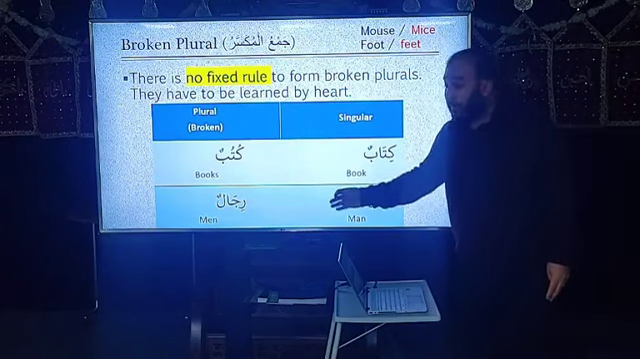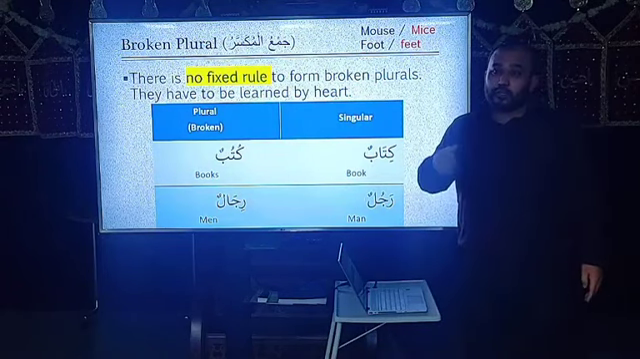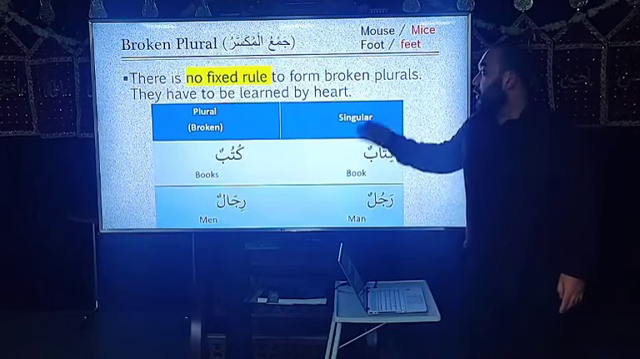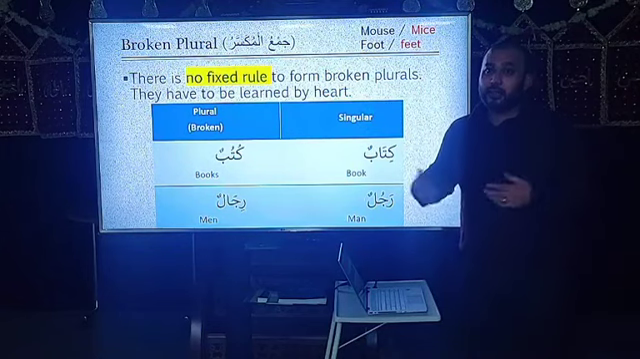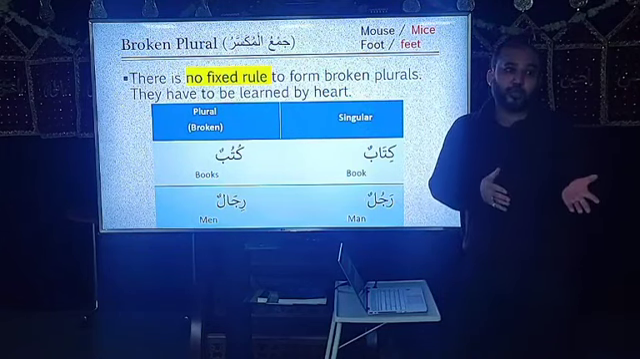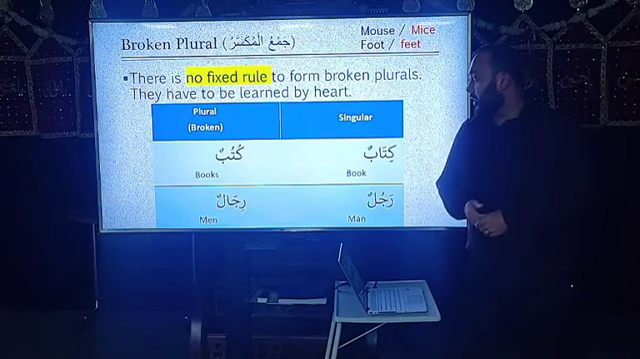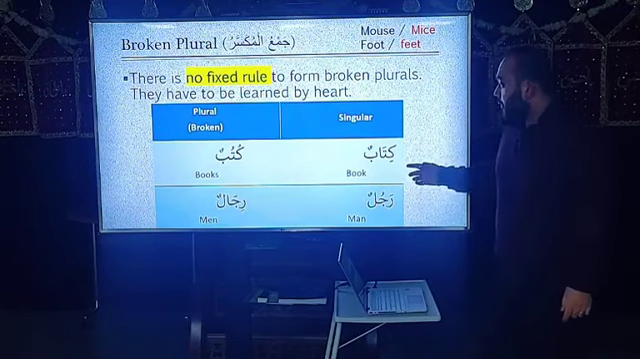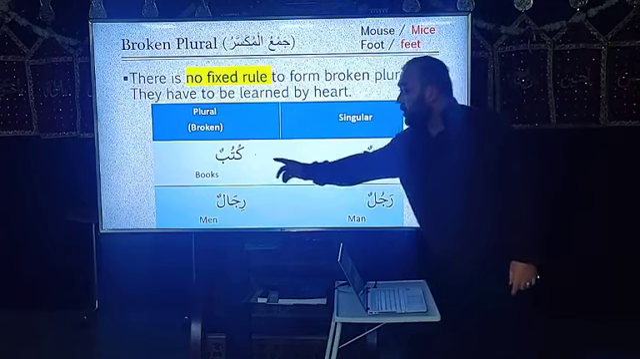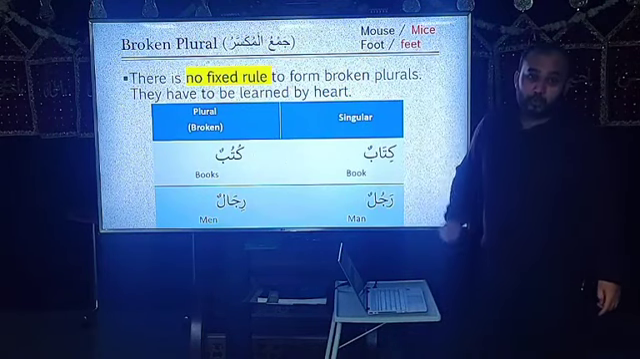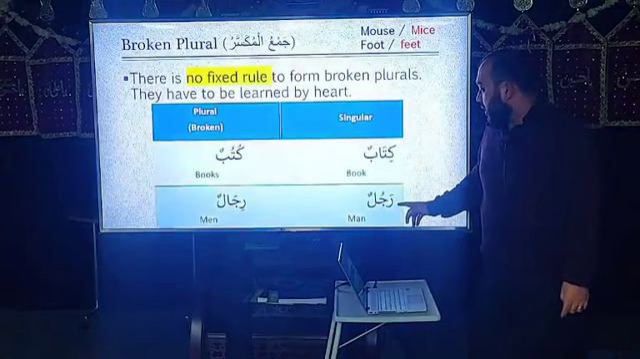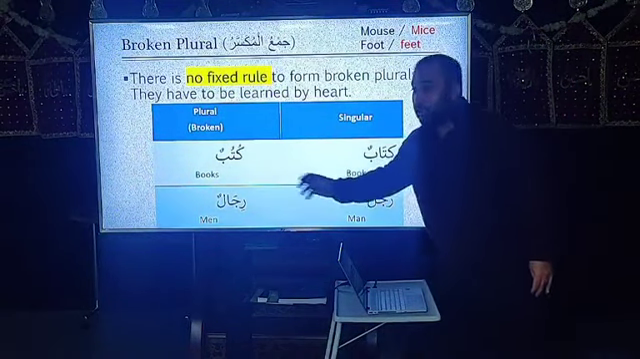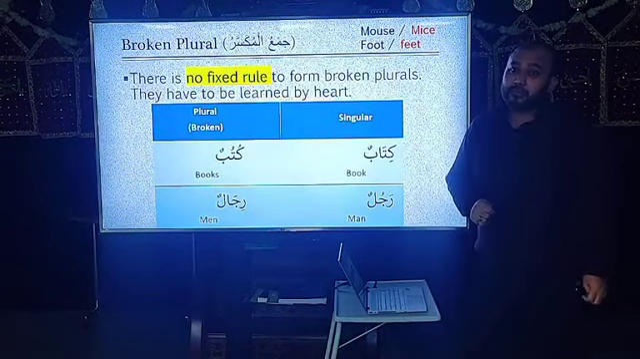The same is with Arabic. Some words do not follow the same rules. You just have to learn them by heart. And as you go along, you come across a word and you learn it and you go forward. So for example, kitabun, the plural is kutub or kutubun. Rajulun, the plural is rijalun, men.